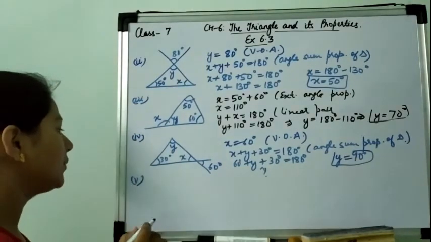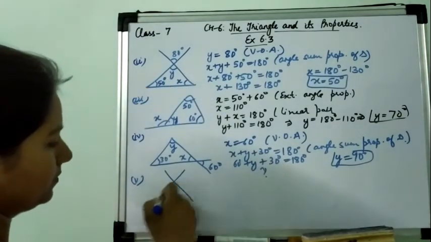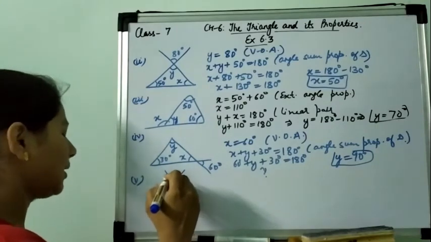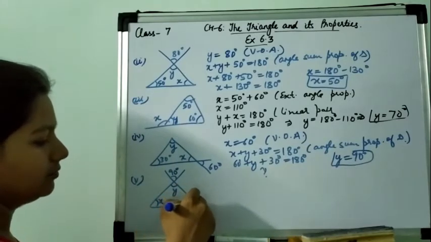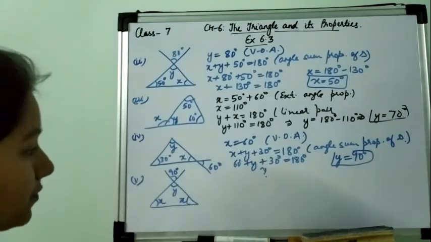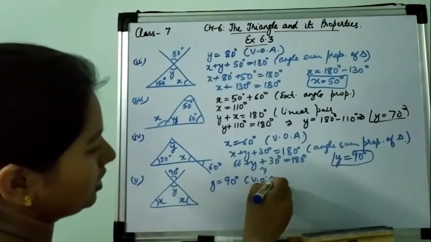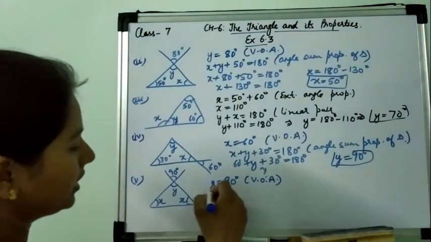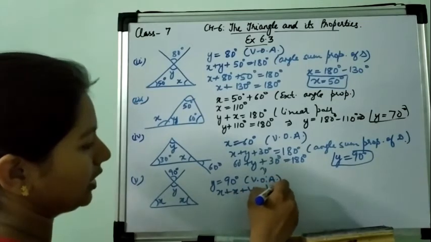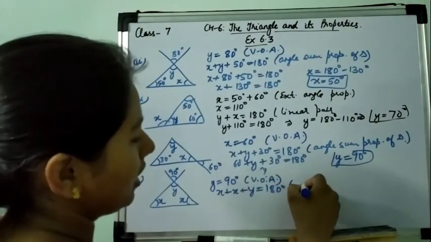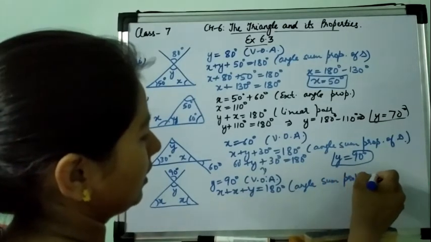Similarly for fifth part, the diagram is exactly like this. Okay, here I am having 90 degree. This is y, x and x. Very simple. So again y is equal to 90 degree. Direct, vertically opposite angle. Okay, and then these are three angles. So x plus y is equal to 180 degree. Reason is angle sum property of triangle.